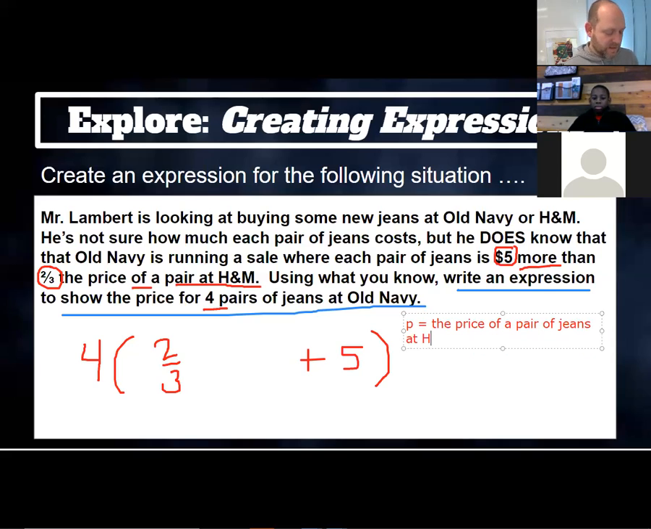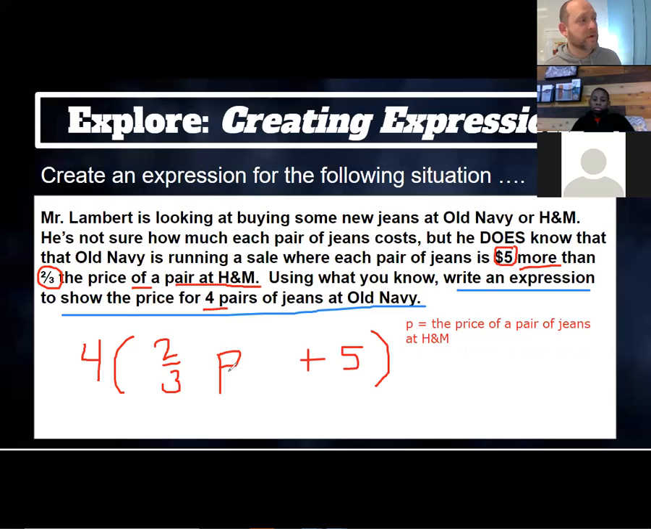Does that make sense, guys and gals? Yes. Heidi, Reese, that makes sense? Yes. Okay. So now we got it. So now if I take 2/3 of whatever that price is and then add the $5 to it because it's $5 more than that, and then I multiply it by 4 pairs, that will give me my price for 4 pairs at Old Navy, right? I know that one was a little bit difficult. I made that hard just for you guys.